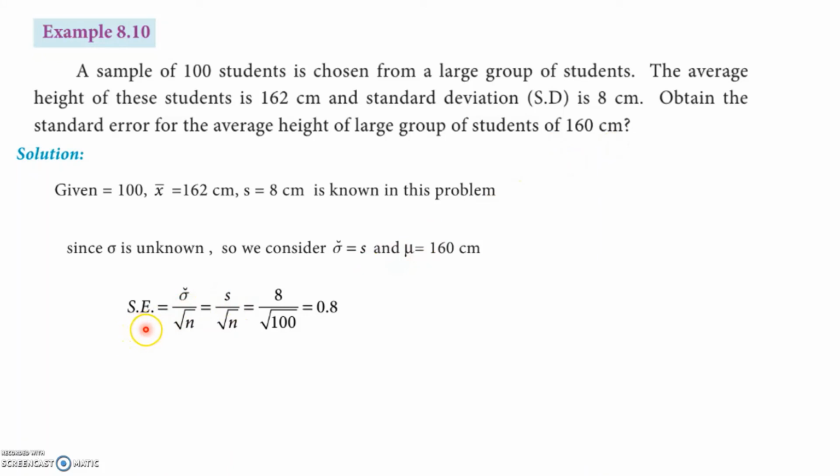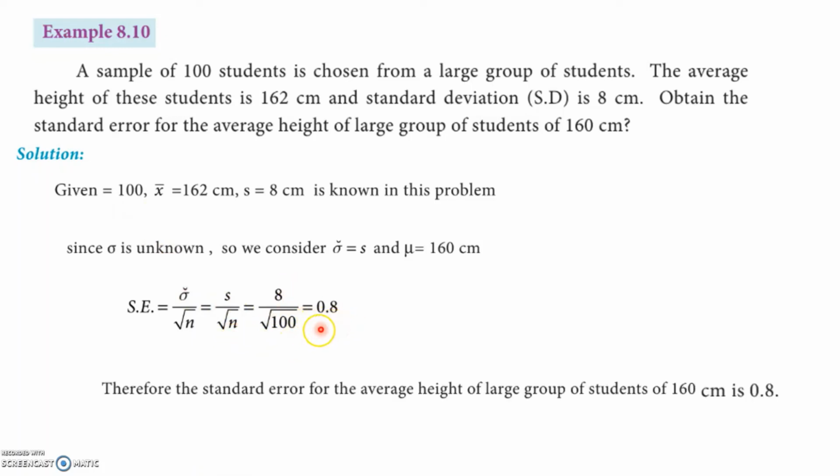So the standard error for the sample mean would be sigma by root n. We know this already. Instead of sigma, we put S, the sample standard deviation, and n is 100, the number of students. So S by the square root of 100 is 8 by root of 100, which is 0.8. So the standard error for the average height of a large group of students of 160 centimeters is 0.8.